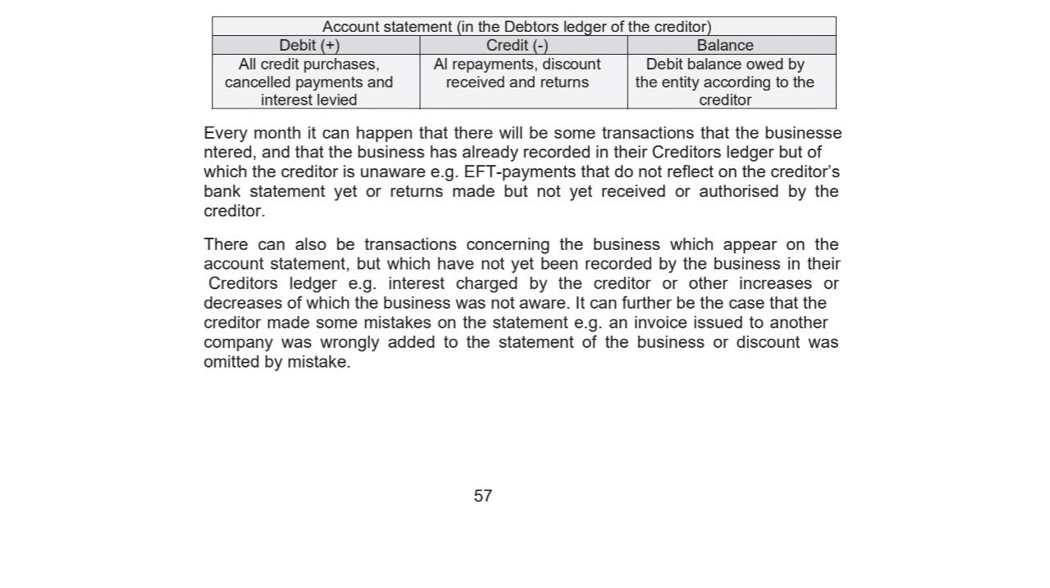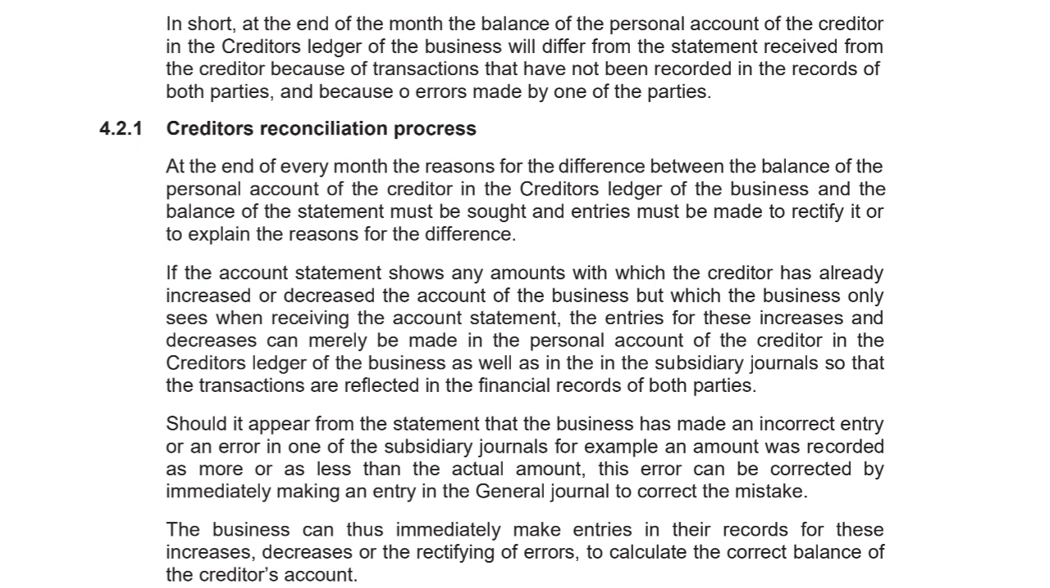omitted by mistake. In short, at the end of the month, the balance of the personal account of the creditor in the creditors ledger of the business will differ from the statement received from the creditor because of transactions that have not been recorded in the records of both parties and because of errors made by one of the parties.